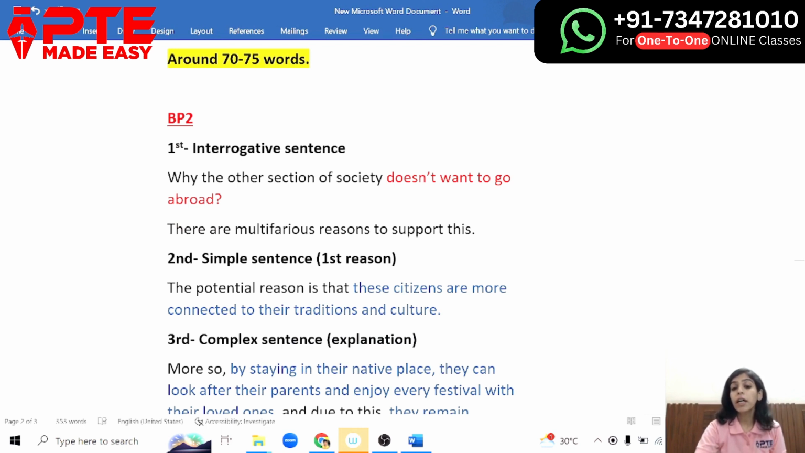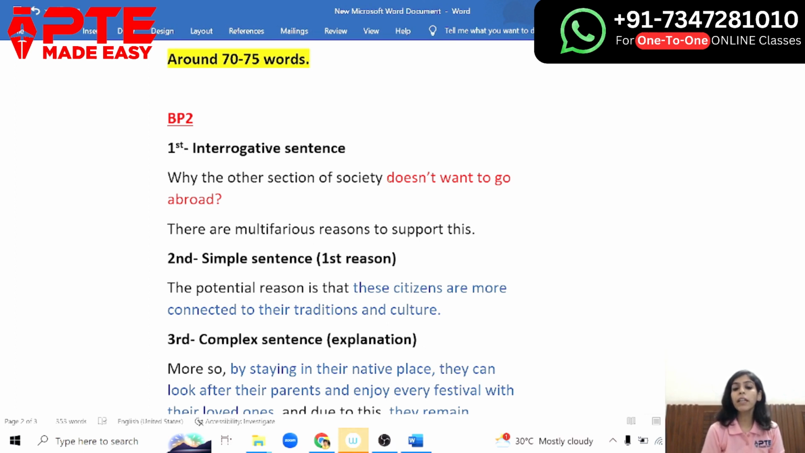Suppose the question is related to higher salary packages or switching the job. Why the other section of society doesn't want to switch jobs? Okay, so we can simply write the paraphrase thing here in the red color, and the rest you are going to copy paste. Now we are going to give the reason. The potential reason is that these citizens are more connected to their traditions and cultures.